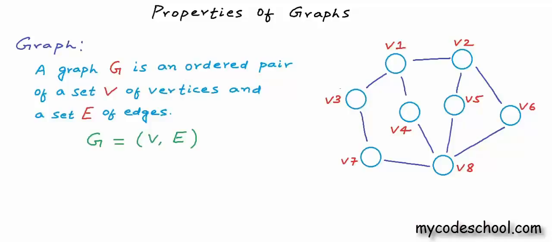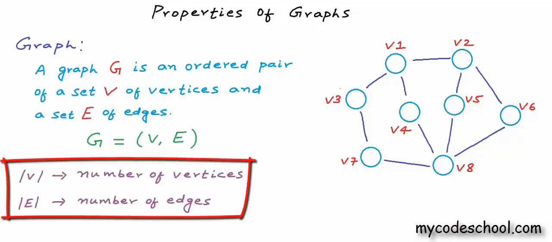Now, as we know, to denote number of elements in a set, that we also call cardinality of a set, we use the same notation that we use for modulus or absolute value. So this is how we can denote number of vertices and number of edges in a graph. Number of vertices would be number of elements in set V and number of edges would be number of elements in set E.